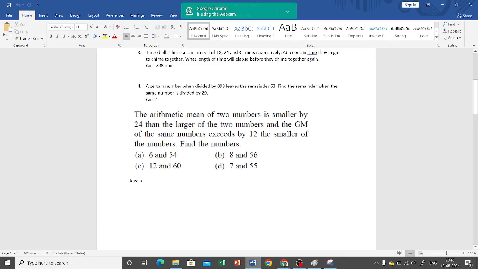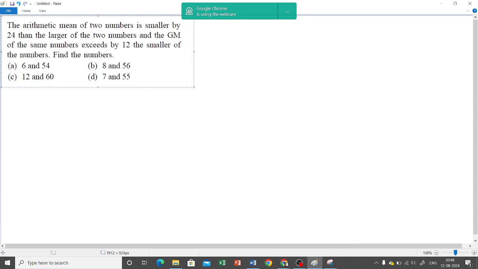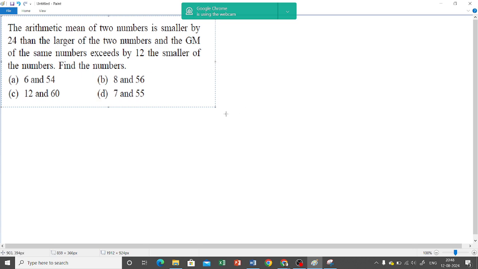Please try out this one. So arithmetic mean and geometric mean, do you know, we have discussed this in averages only. Say if a and b are two numbers, their arithmetic mean is a plus b by 2. If a and b are two numbers, their geometric mean is root over a into b. Okay, try out this sum.